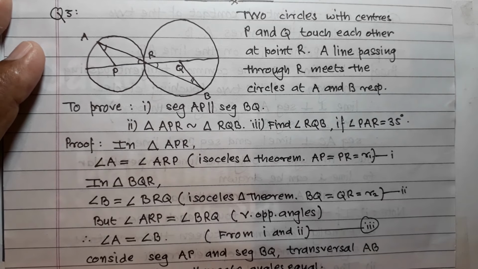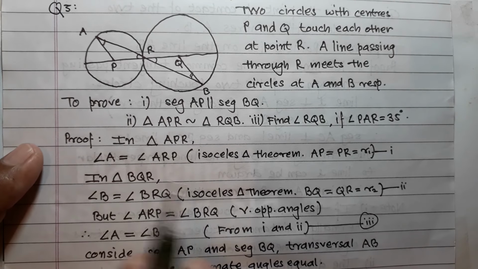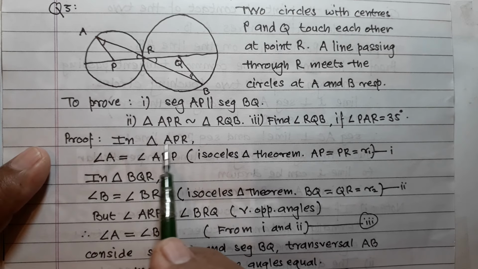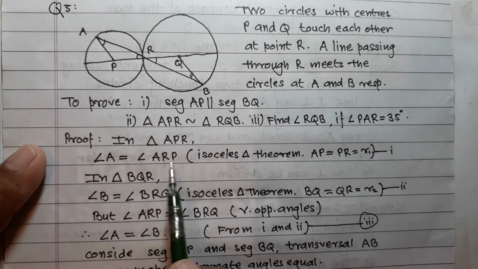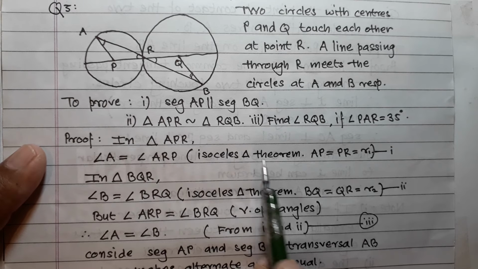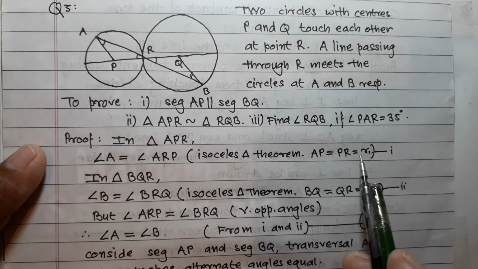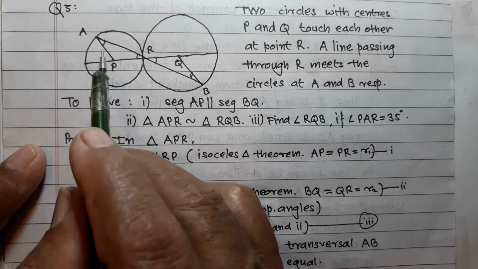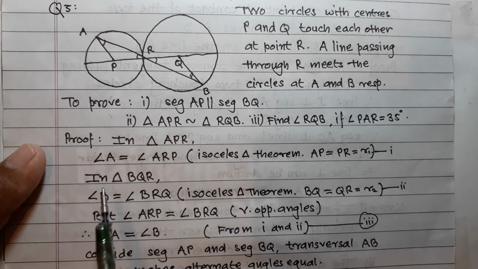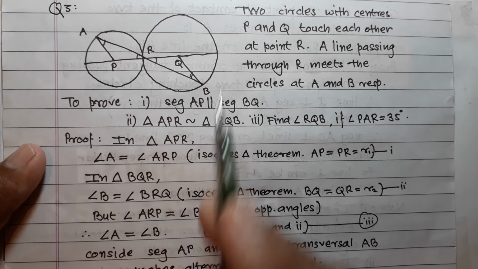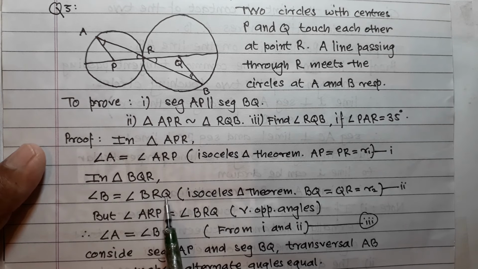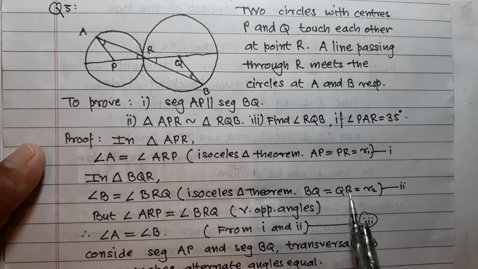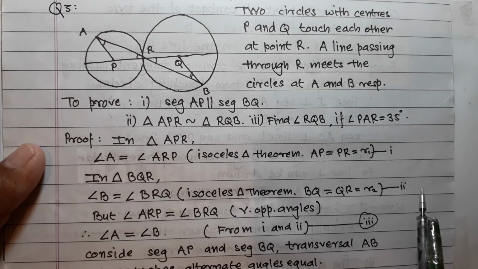Okay, now try to understand the written proof. In triangle APR, angle A is equal to angle ARP, by the isosceles triangle theorem, since AP is equal to PR is equal to R1. This is the radius, suppose R1. Similarly, in triangle BQR, angle B is equal to angle BRQ, for the same reason, the isosceles triangle theorem, since BQ is equal to QR is equal to radius R2.